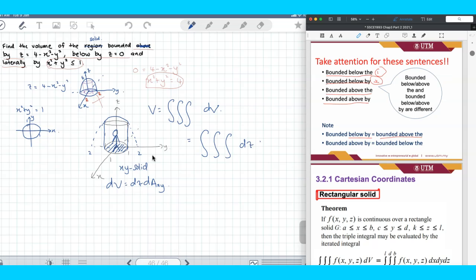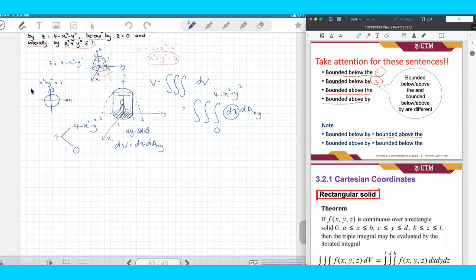So dz dA, x y. Alright, so now we want to obtain the limit of z. The limit of z is the first integral. So to get the limit of z, you have to look at your solid. Who is covering you? Who becomes your lower bound? z equals 0. And who is covering you? The surface that is covering you is the bowl. So what is the formula of the bowl? 4 minus x squared minus y squared. So now we already have the limit of z, 0 to 4 minus x squared minus y squared.